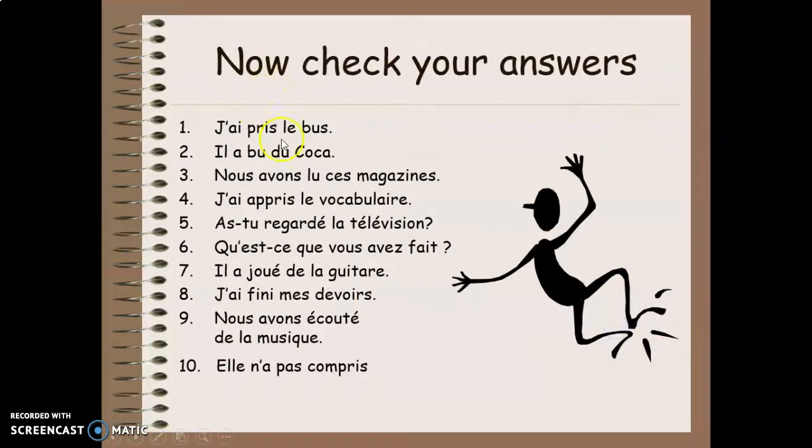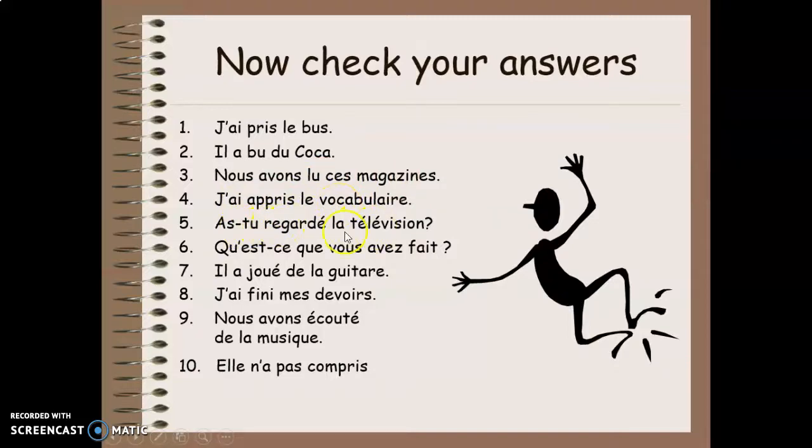So there we go. J'ai pris le bus. I took the bus. Il a bu. He drank. So the past participles never change. It's only the bit of avoir. So the minute you know this, it's only then a matter of conjugating avoir for these ones. Nous avons lu. We read these magazines. That's the verb lire. J'ai appris le vocabulaire. I learned the vocabulary.